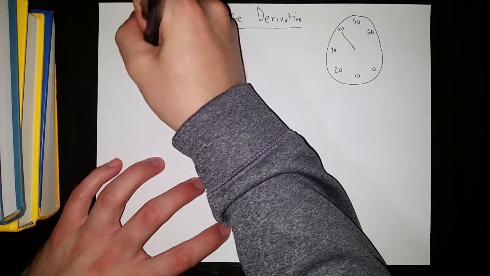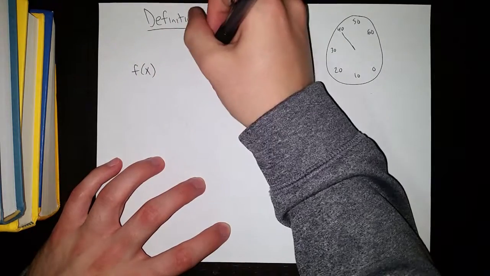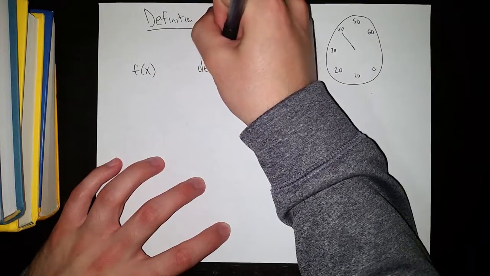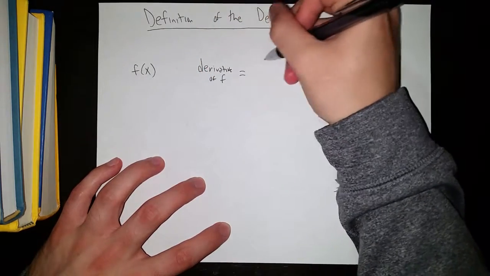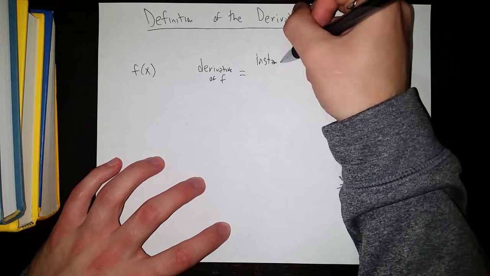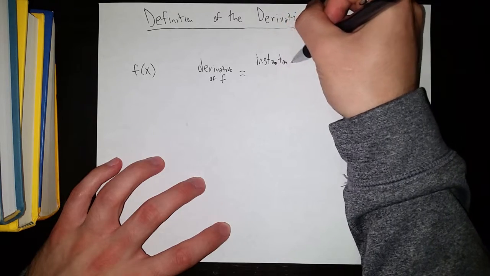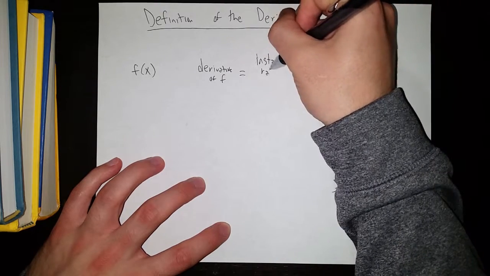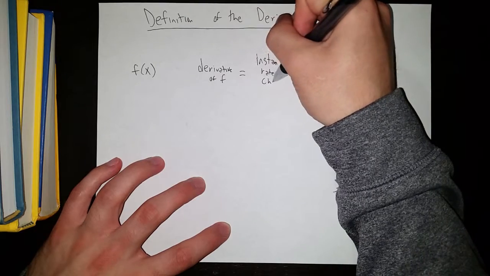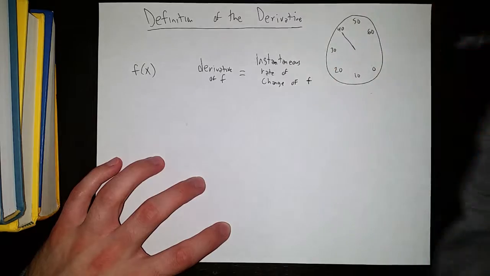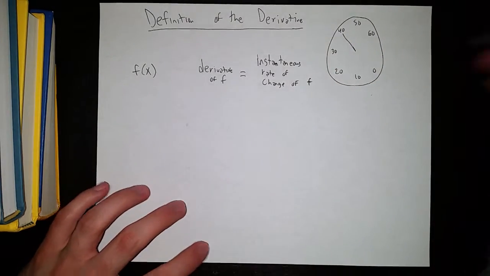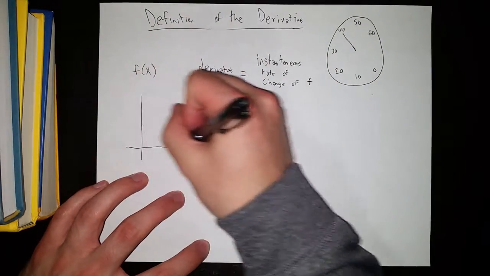So if we have a function f of x, then the derivative of f is equal to the instantaneous rate of change of f. Okay, so now let's draw a function. Let's look at what this looks like.